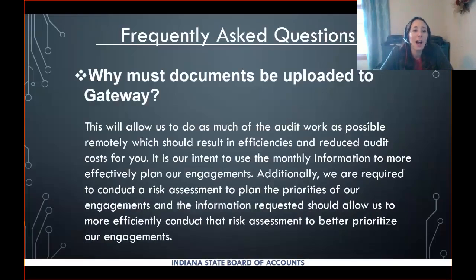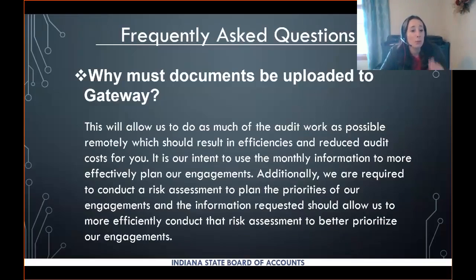There it goes. Okay, so this really allows us to do a lot of audit work remotely, which right now with COVID, this has been a great tool. It's actually worked really well for us that we already had this set up prior to everybody working remotely. It does help result in efficiencies and reduce audit time, which in turn reduces audit costs to you. So again, our intent is to use this monthly information more effectively to plan engagements.